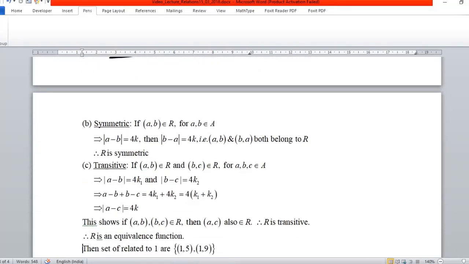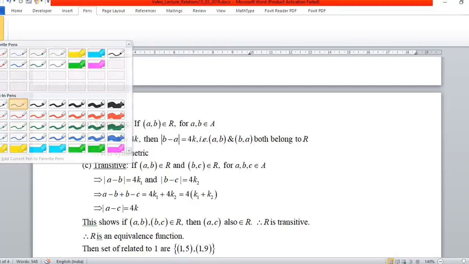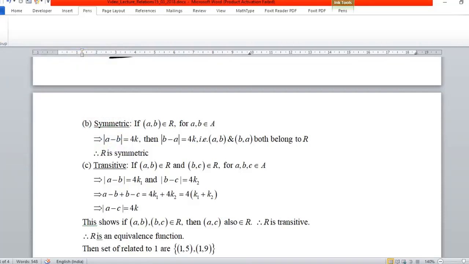For symmetric, if (a, b) belongs to R for a and b belonging to the set A, this means that a minus b is a multiple of 4, which further means that b minus a is also a multiple of 4. Therefore for (a, b) belonging to R, (b, a) also belongs to relation R, and therefore our relation R is symmetric in nature. Let us go for the transitive part.